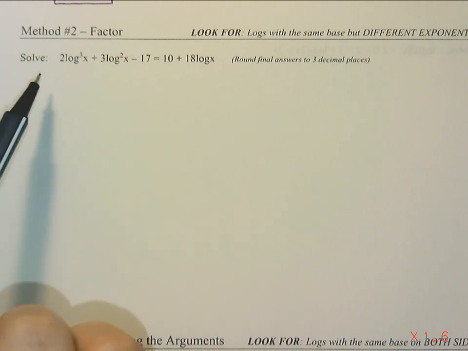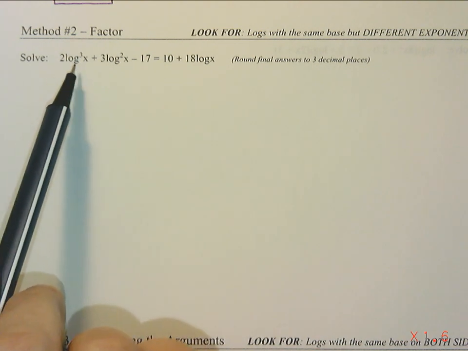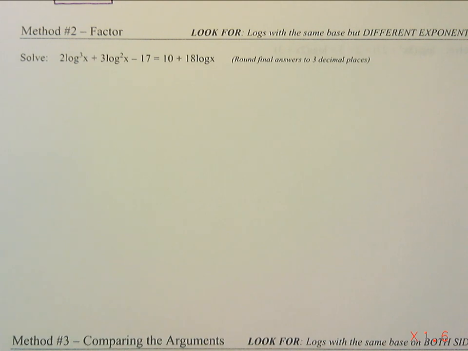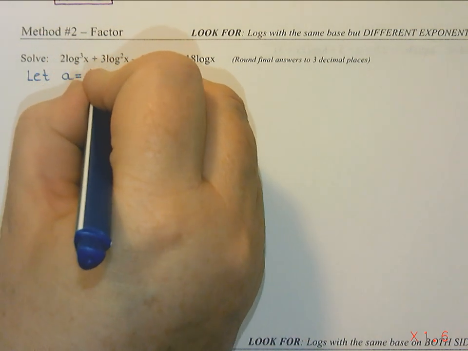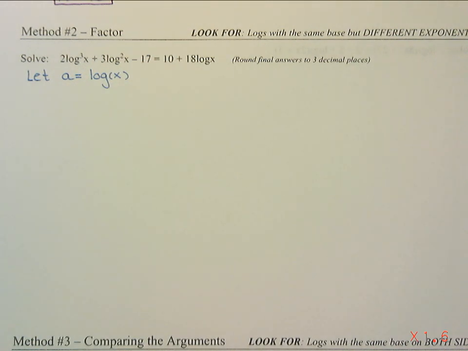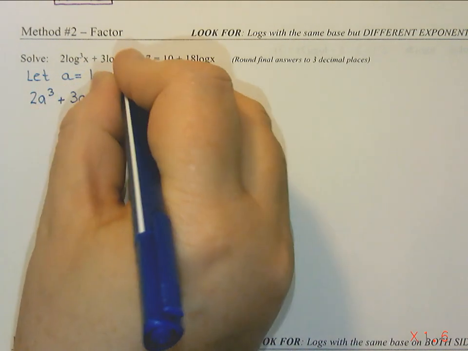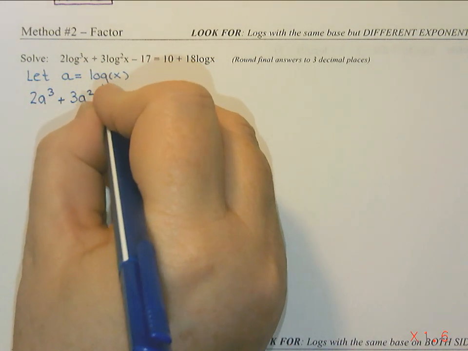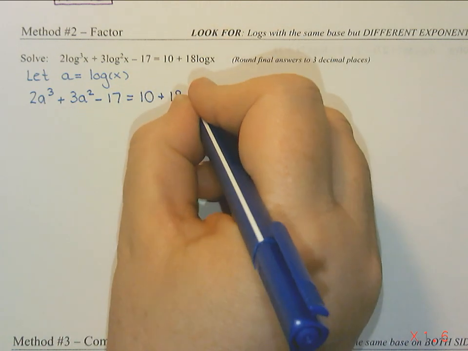Now, to be honest, I think the easiest way for us to tackle this is actually to do some variable replacement and maybe take out the log x and put in, say, an a. So I am going to let a equal log of x. I'm actually going to put a bracket around the x just out of habit, which means this is going to become 2a to the power of 3 plus 3 times a to the power of 2 minus 17 equals 10 plus 18 times log x, which is a.